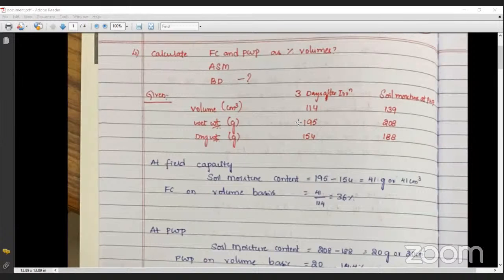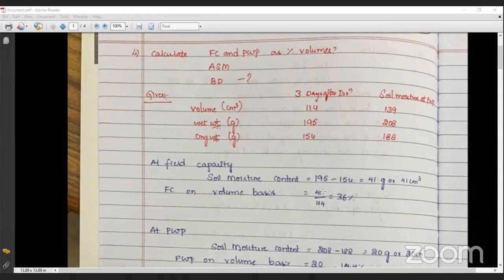What is the wet weight minus the dry weight? You have to calculate that: 195 minus 154. You will get around 41 gram. Field capacity on a volume basis: the soil moisture content 41 divided by 114. When we want to calculate on volume basis, the parameter 114 is already given. We just have to divide it. 41 divided by 114 will give 36%.